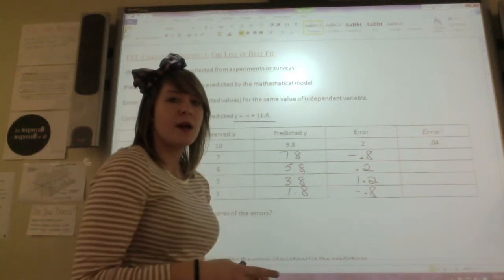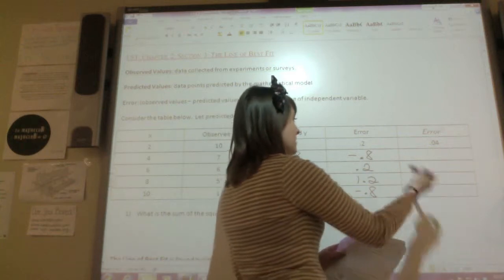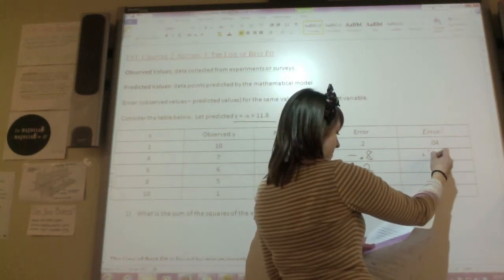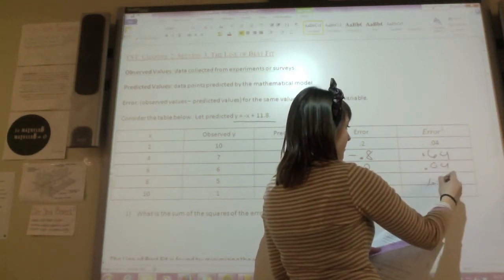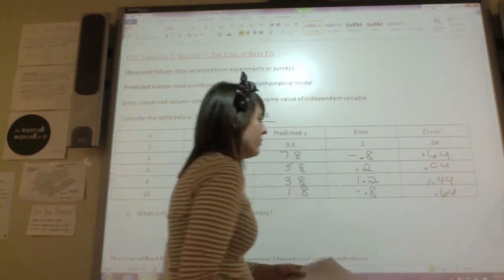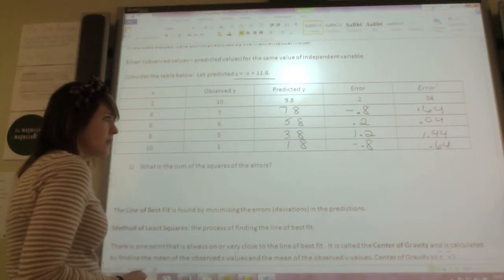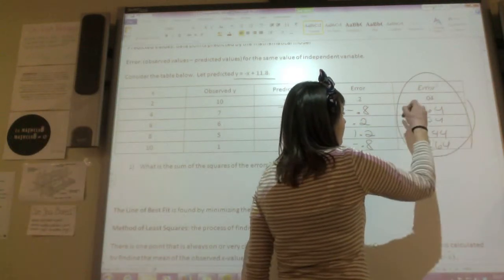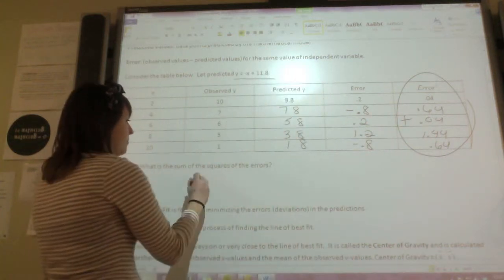Now I want to come up with my error squared, so I'm just going to square each of the numbers in this column here. So 0.2 squared is 0.04. This one's going to be 0.64, 0.04, 1.44, and 0.64. Okay, so what is the sum of the squares of the errors? To find that, I'm just going to take this whole column here and add them all up, and when I add those up, I get 2.8.